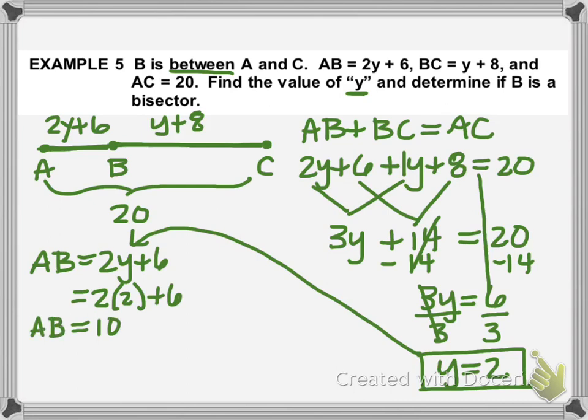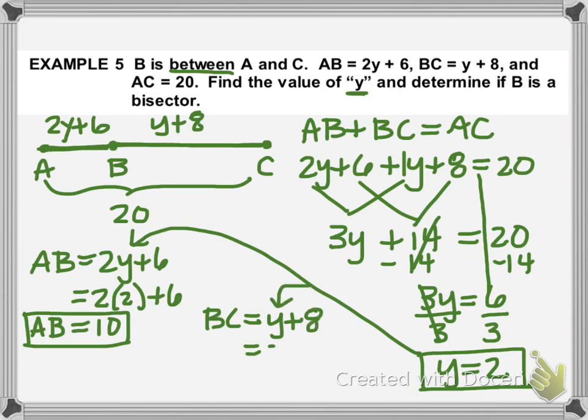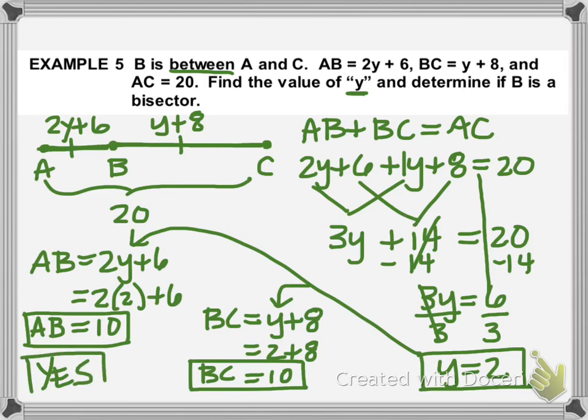If AB equals 10, that is half of AC, which is 20, which by default means that BC also equals 10. If you just want to be absolutely sure, go ahead and plug it into BC's expression as well. BC is y plus 8, so if I put the 2 where y is, 2 plus 8 also equals 10. So because AB and BC are both equal to 10, and I can show that with my tick marks, that means yes, B is the bisector.